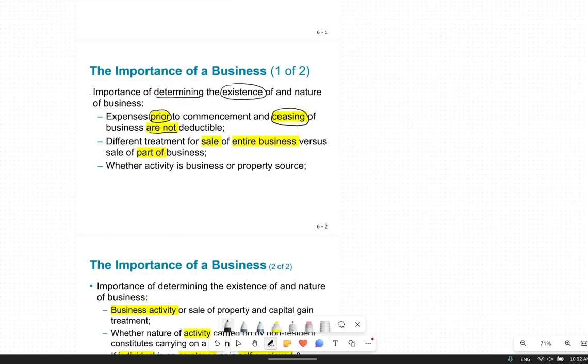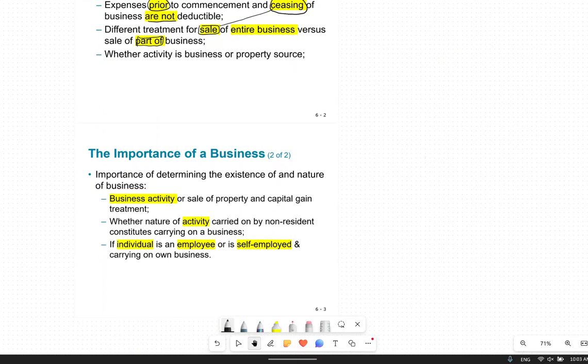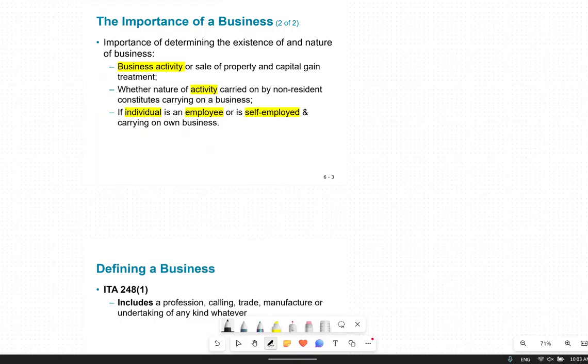There's a different treatment in the year that you cease the business, the year you sell the business. When you sell the full business or you sell part of the business, there's a different treatment, and we're going to be talking about it. Another important part of determining the existence of the business is the business activity: what type of business you are going to be doing, or the sale of a property, and when you sell a business, the capital gain treatment.